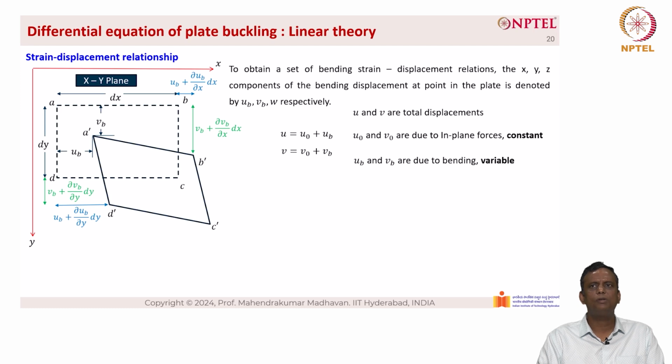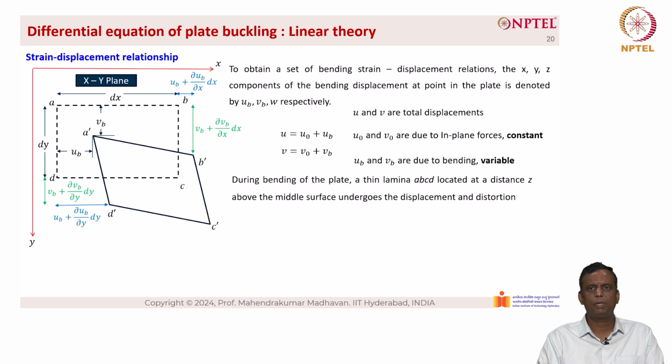Now we have u and v are the total displacements, and u0 and v0 are due to the in-plane forces, which are constant, and u sub b and v sub b are due to bending, which is variable. So u can be represented as u equal to u0 plus u sub b and v equal to v0 plus v sub b. During bending of the plates, the thin lamina ABCD located at a distance z above the middle surface undergoes the displacement and the rotation.